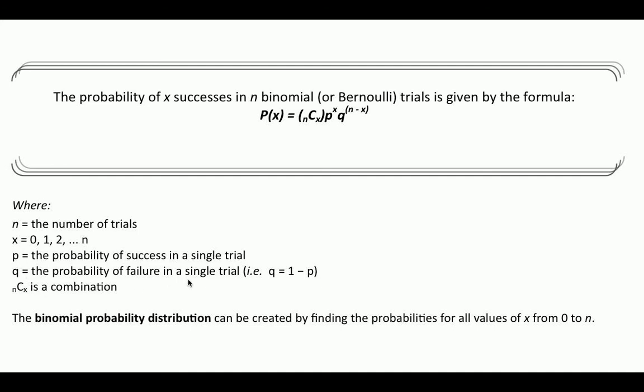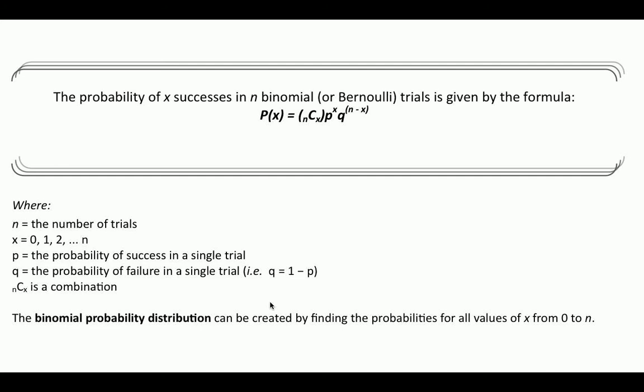q is the probability of failure in a single trial. So you're going to want to note this right here. This is, of course, just finding the complement, because you either have success or not success. Those are your only 2 options. And n choose x is, of course, a combination. And so we'll see that more and more often.